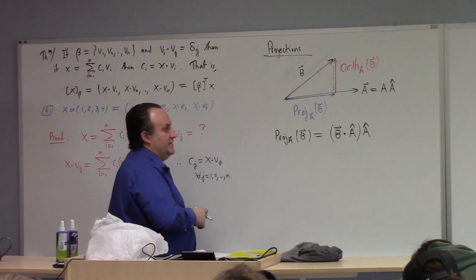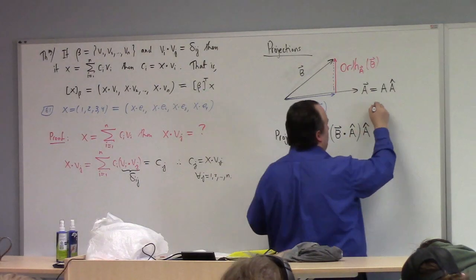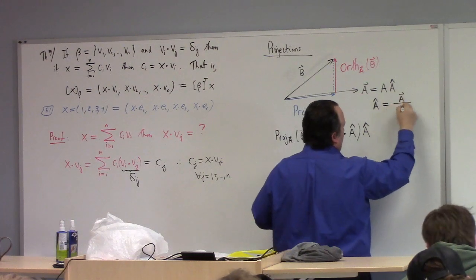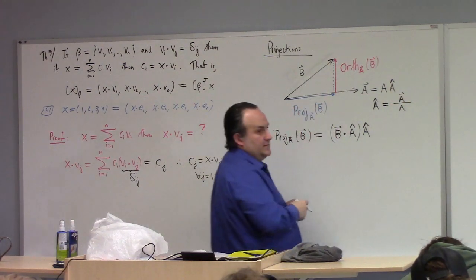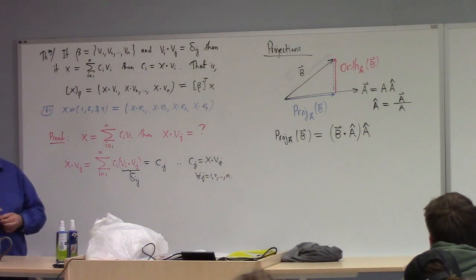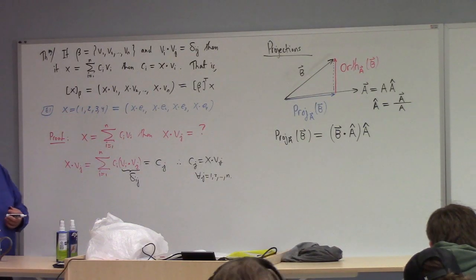The unit vector in the A direction is defined, you may remember, as the vector A divided by its magnitude. Right? This is the normalization of A. Now, of course, I'm assuming A is not equal to 0. If A is equal to 0, well, I have no business doing this. Yeah?